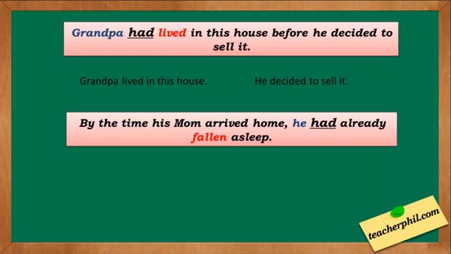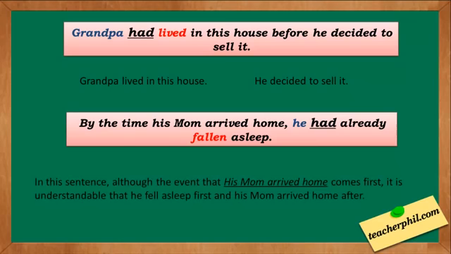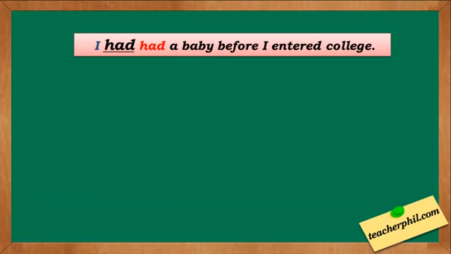Next example: By the time his mom arrived home, he had already fallen asleep. In this sentence, although the event that his mom arrived home comes first, it is understandable that he fell asleep first and his mom arrived home after. The last example: I had a baby before I entered college.